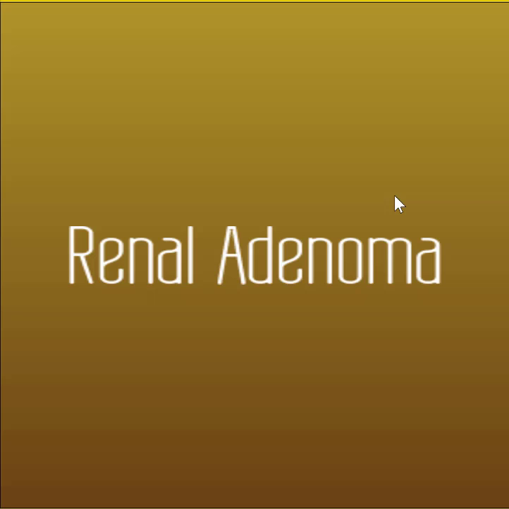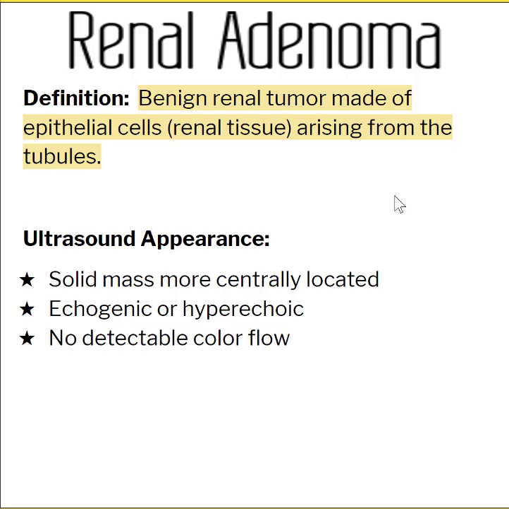Our next benign tumor is the renal adenoma. As we've learned about other adenomas in the body, adenomas are usually slightly atypical versions of the normal cells that make up the organ, just put together in an abnormal way. So we can have a hepatic adenoma, thyroid adenomas, and renal adenomas. These are benign renal tumors, typically made of epithelial cells found along the tubules of the kidney.